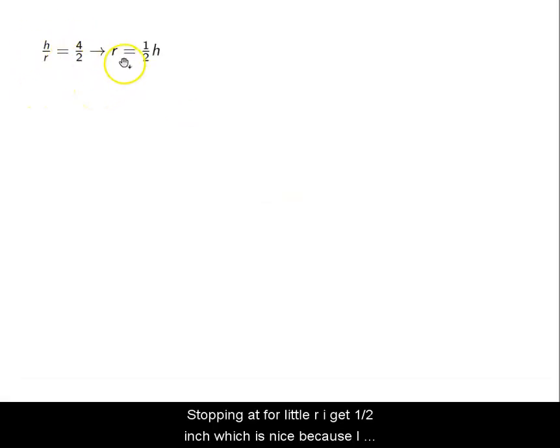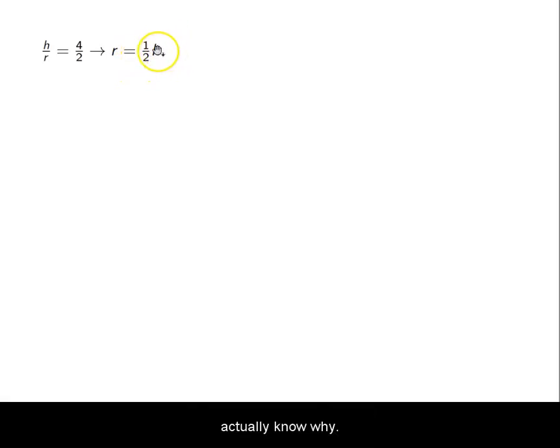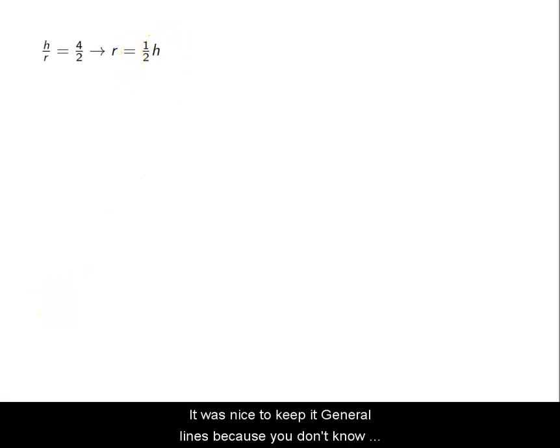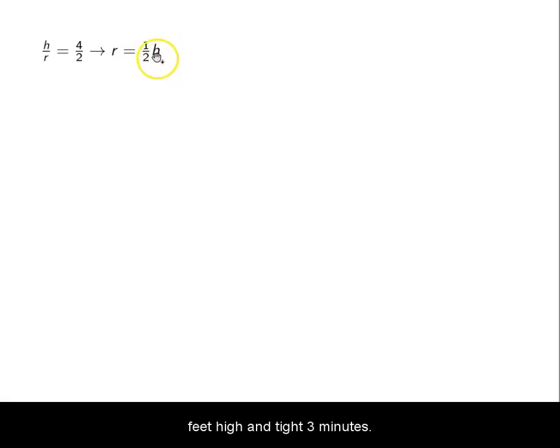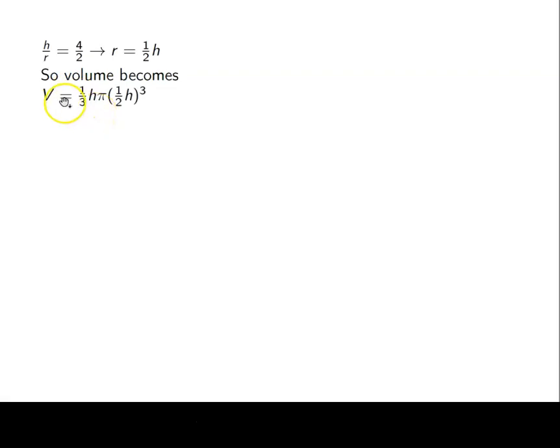Solving that for little r, I get 1/2 h, which is nice because I actually know what h is, right? But it's nice to keep it generalized because you don't know what might happen later. But I do have a specific h, which means I know the radius when I am at exactly 3 feet high. I'm sorry, 3 meters high. So my equation for volume, which is 1/3 h pi r squared, can be replaced now everywhere. Instead of using r, I can use this formula, right? And this is always true.